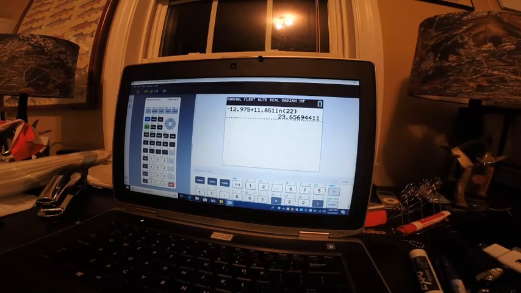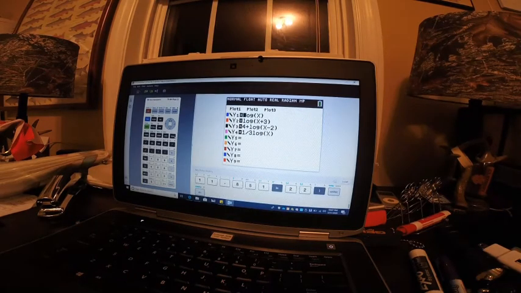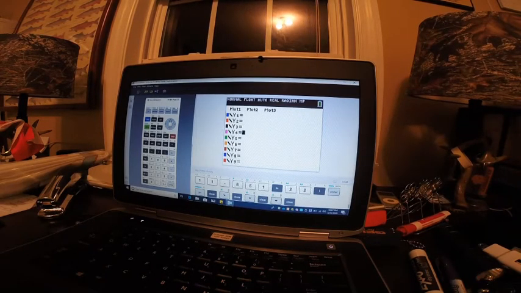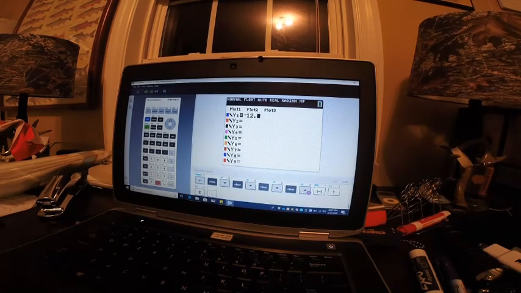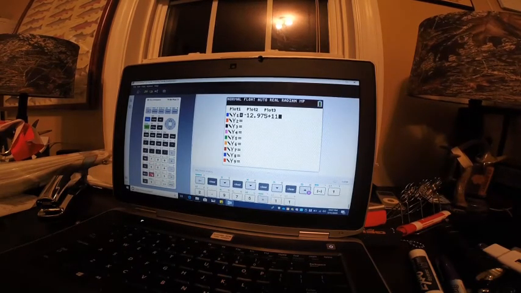Now what you could have also done, I always like to give you alternate ways to do stuff, is come up here to y equals, clear out all your old stuff, and type that formula in: negative 12.975 plus 11.851 natural log of x.